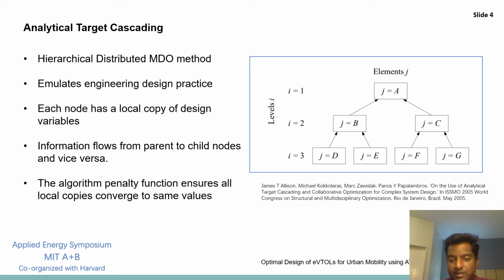And each node actually has its own copy of design variables, and at the end of each and every iteration of this algorithm, we try to update the penalty function so that after each and every iteration, all the design variables of each node are much closer to each other.